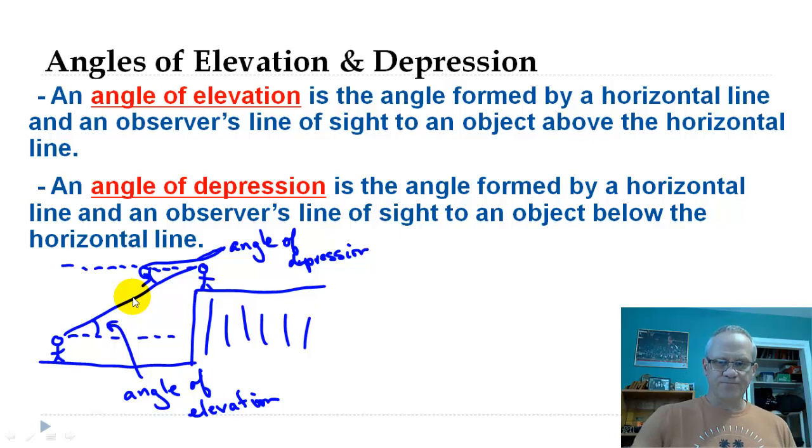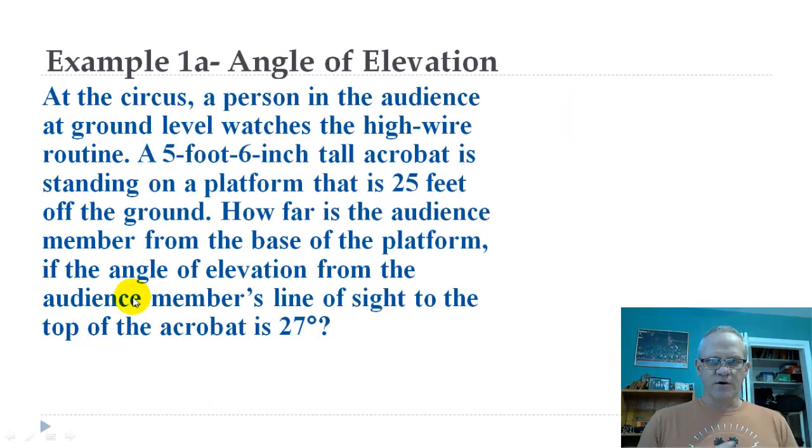All right, so first of all, we're at the circus. A person in the audience at ground level watches a high wire routine. A 5'6" tall acrobat is standing on a platform that is 25 feet off the ground. How far is the audience member from the base of the platform if the angle of elevation from the audience member's line of sight to the top of the acrobat is 27°?